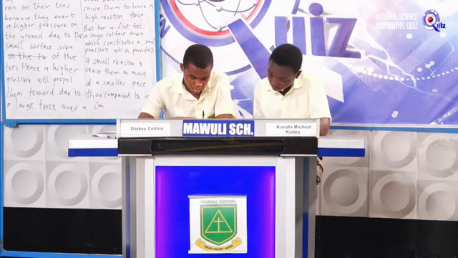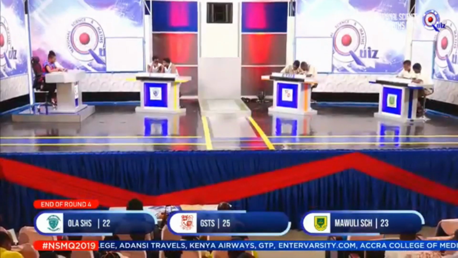The presence of trichomes on leaves prevents guttation. Fafali? It's false. Yes. The presence of trichomes on leaves helps in rapid gaseous exchange. Adiko? False. Yes. At the end of the 4th round, Ola Senior High School Ho has 22 points. Mawuli School has 23 points. GSTS has 25 points.